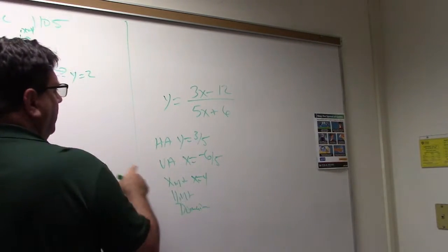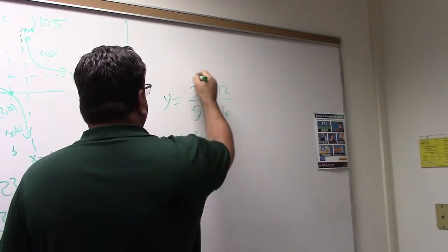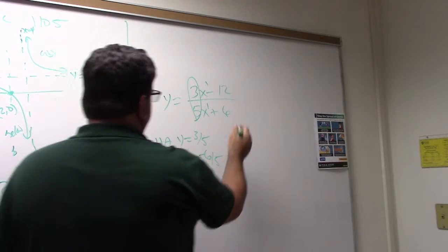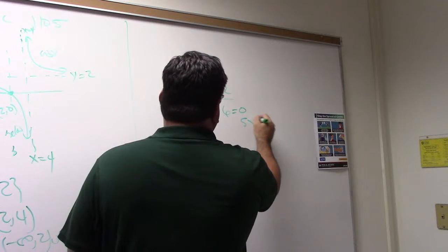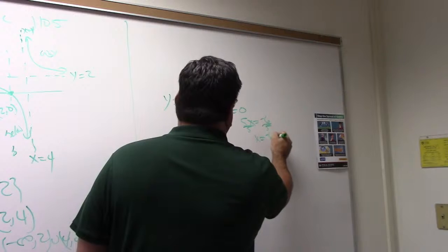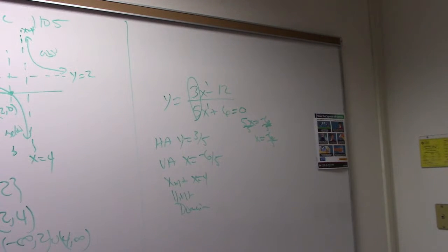Now, let me stop. Why is the horizontal 3 fifths? These are the same. Pull off the numbers in front. Vertical asymptote is -6 fifths. You're setting the bottom equal to 0. Divided by 5, x is -6 over 5. The x-intercept, yes.